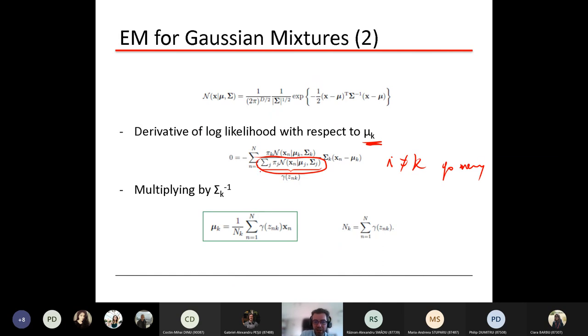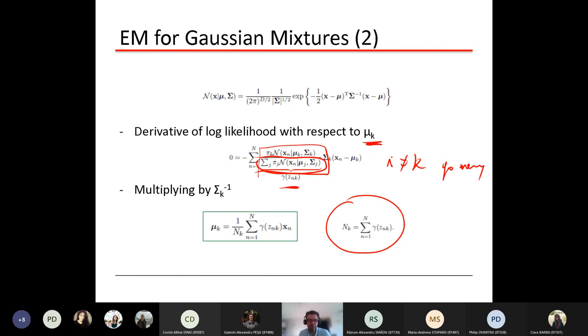What we can observe here is that we actually have the responsibility of the k-th Gaussian for the n-th point, so it's gamma of znk. In order to compute the value for mu k, the simplest thing to do is to multiply by the inverse of the covariance matrix on each part. Here we have zero, so nothing happens. On the right part, when we multiply the inverse of the matrix with the matrix, they cancel away; they are equal to the identity matrix. Therefore, we'll only have mu k equal to 1 over Nk, where Nk is the summation of all the responsibilities for all the points for component k, multiplied with the responsibility of point n for the current component k multiplied with xn.